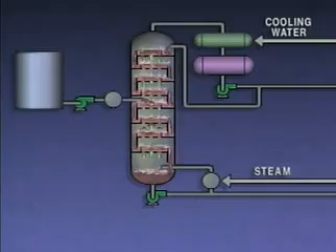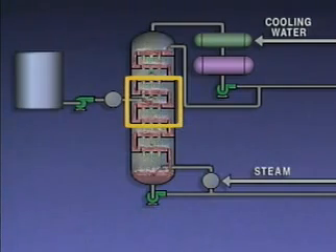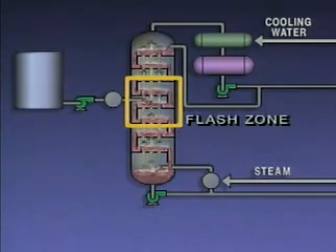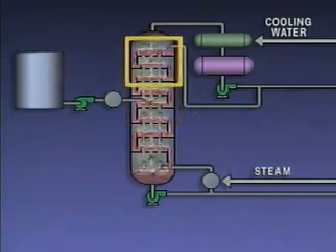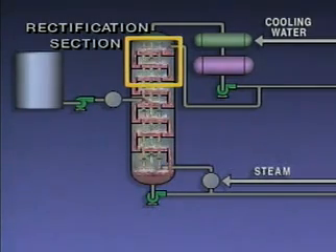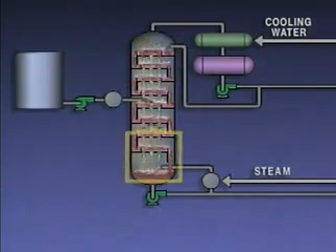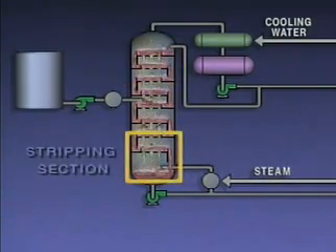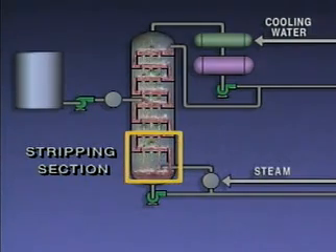Now, not every distillation tower is designed in the exact same way. However, every tower can be divided into three basic sections. The middle section is where the feed enters the tower and part of the feed vaporizes. This vaporization is commonly known as flashing. So this section of the tower is often called the flash zone. The section above the flash zone is called the rectification section. In this part of the tower, the concentration of lighter components increases. The section of the tower below the flash zone is called the stripping section. In this section, the lighter components are vaporized or stripped from the heavier liquid.